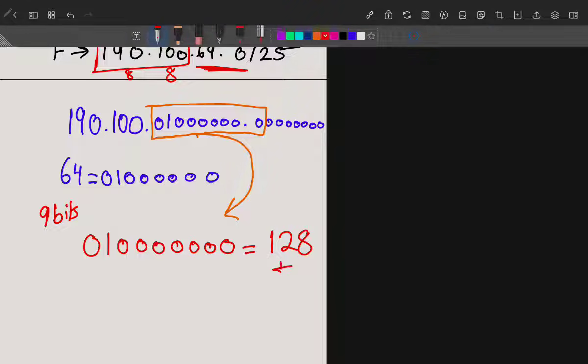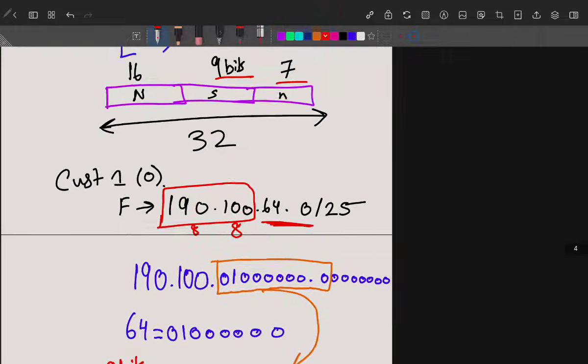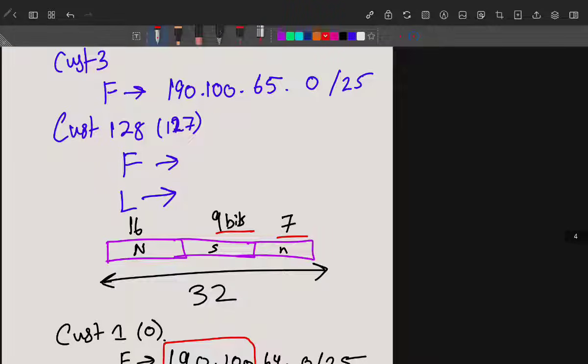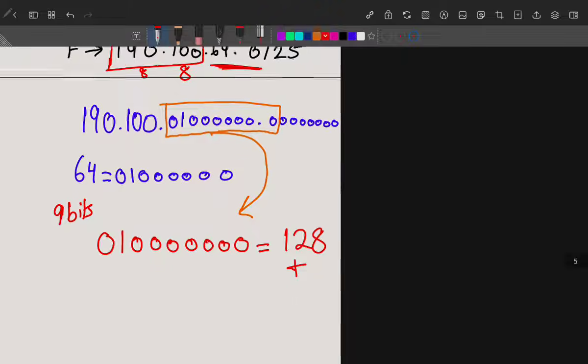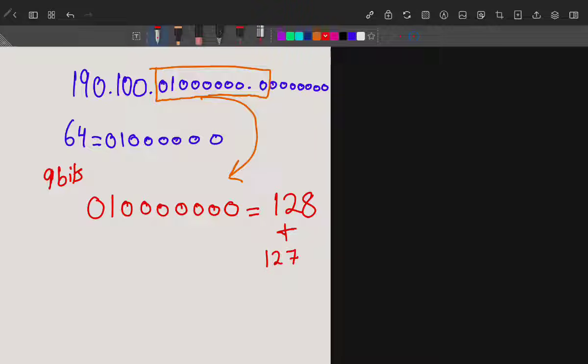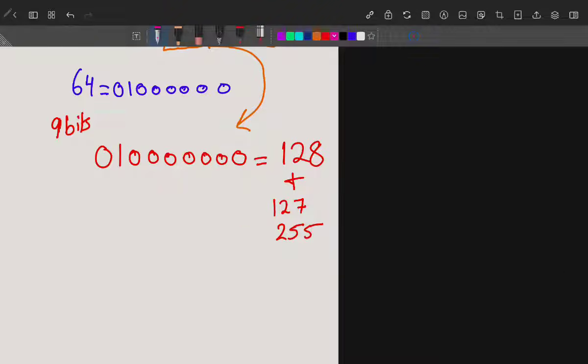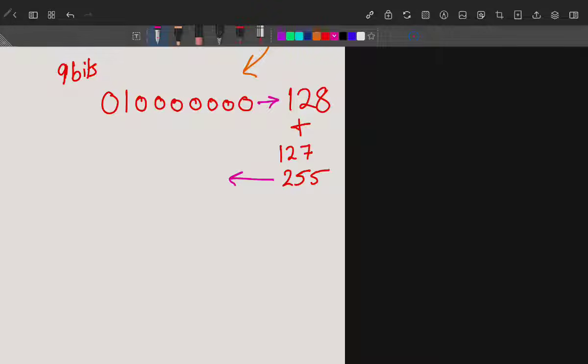So 128, then add the number of subnets. The number of subnets I want to reach is 127. So I'll be adding 127, and in total I get 255. What do I then do? I convert 255 back to binary. And because it is binary, it will be 8 ones. 1, 2, 3, 4, 5, 6, 7, 8.